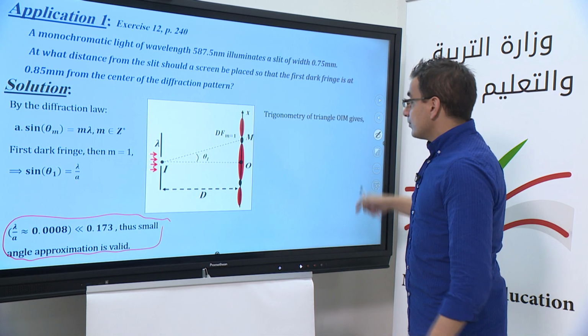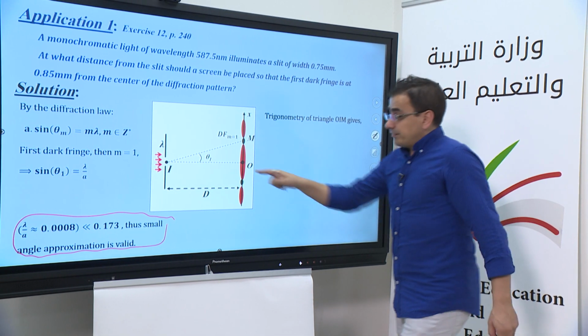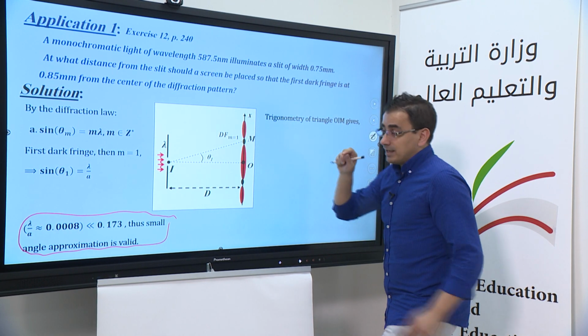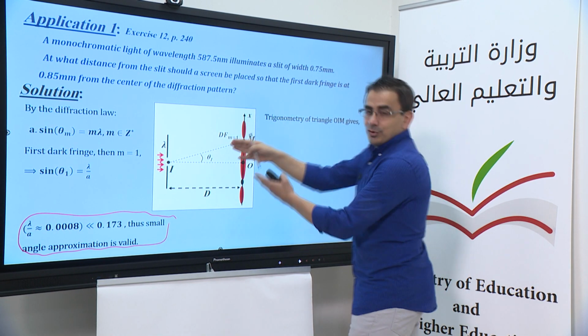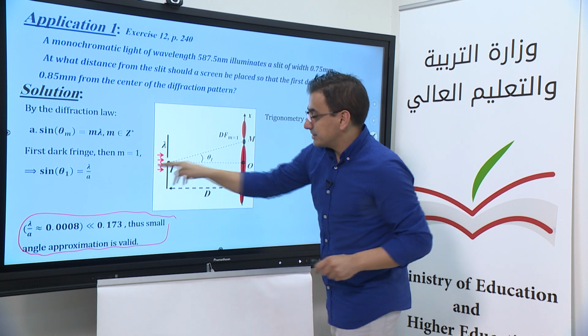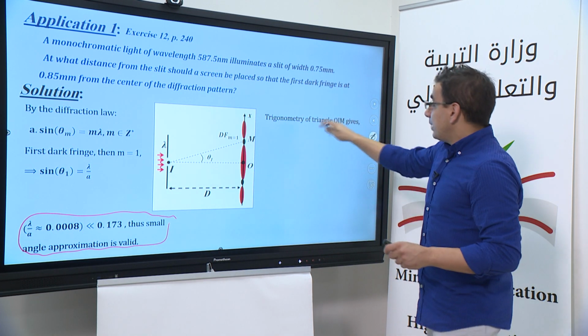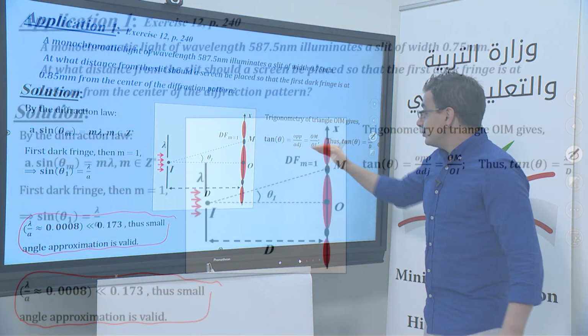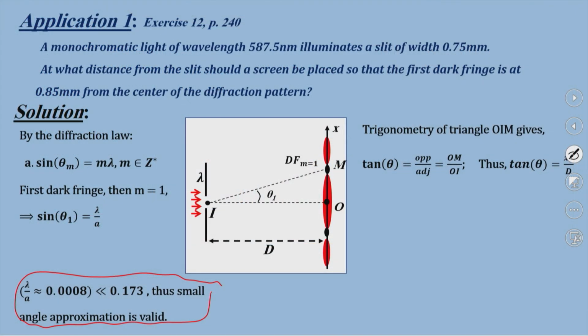It's always valid. Now, by trigonometry of the triangle IOM, every time we need to link distances to angles, we need trigonometry. So, we specified the right triangle IOM. By trigonometry in this triangle, we have tangent of the angle theta 1, which is OM over OI according to the figure, where M is the center of the first dark fringe. Then tangent theta is x over D.